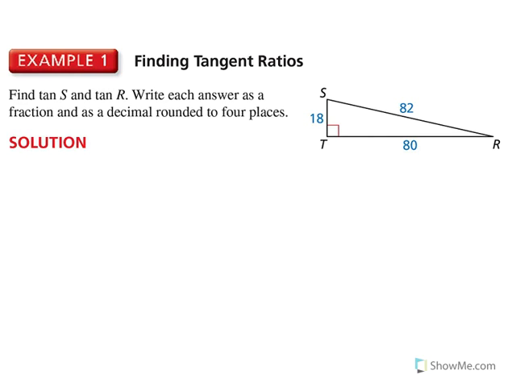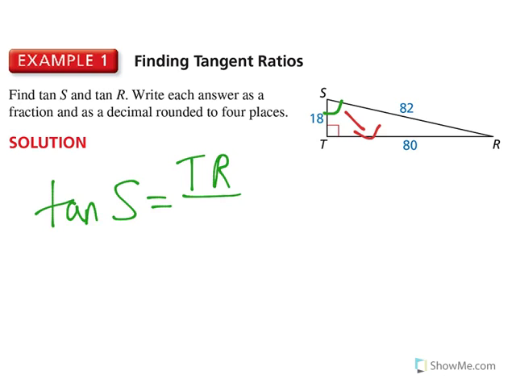If I do tangent of S, it's going to equal the opposite leg. So opposite does not touch it. It goes across from it. So that would be our TR over our adjacent, the side that's right next to it. Not the hypotenuse. We said leg. So the leg right next to it is ST. We're not doing hypotenuse at all right now. So if I plug those in, TR is 80, ST is 18.